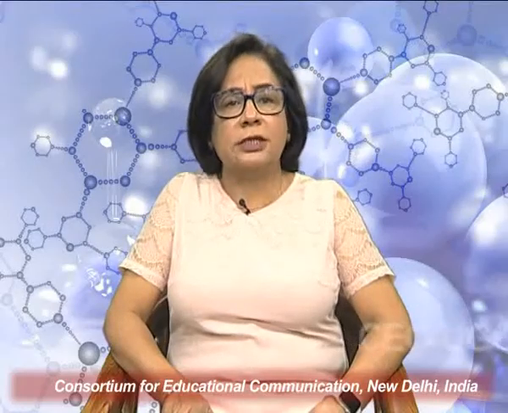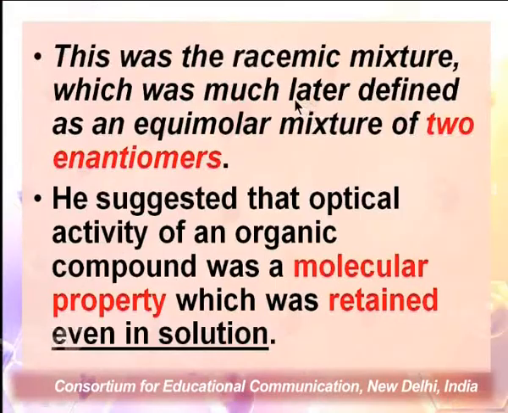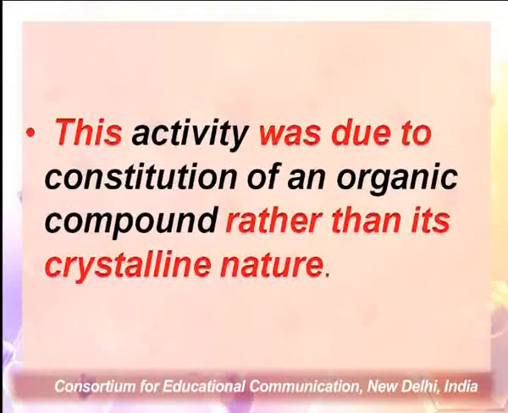But later on it was established that maybe this was a racemic mixture, defined as an equimolar mixture of 2 enantiomers. That is, it contained equimolar amounts of dextrorotatory and levorotatory forms, present in 50-50%. Therefore, he then suggested that the optical activity of an organic compound was a molecular property which was even retained in solution. So he concluded on the basis of these experiments that optical activity was due to the constitution of an organic compound rather than its crystalline structure.